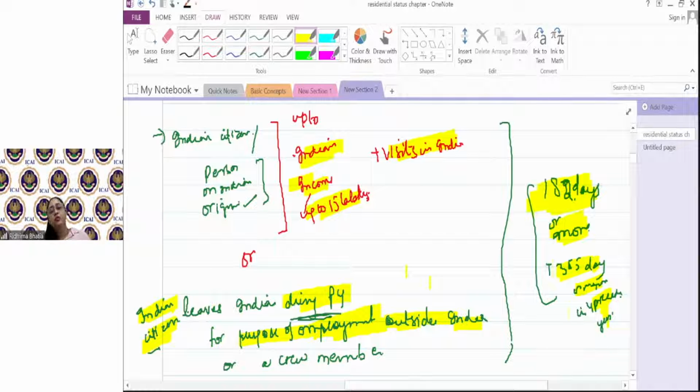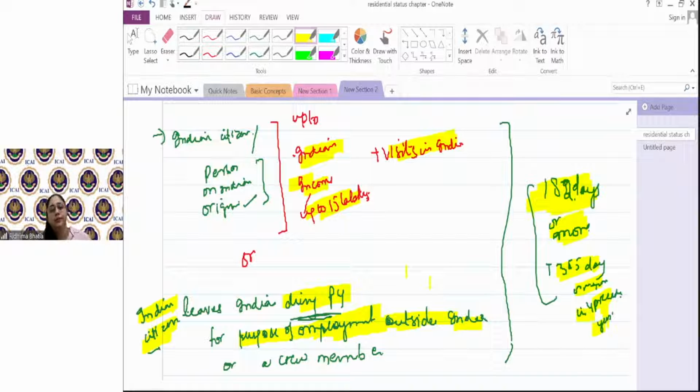That is 182 days or more in the previous year and 365 days or more in the 4 preceding years. Second exception, did you understand the difference? The words being highlighted, please take note of them. You can take a screenshot of it. You can make a note of it. But before making a note, first tell me, is it clear or not?